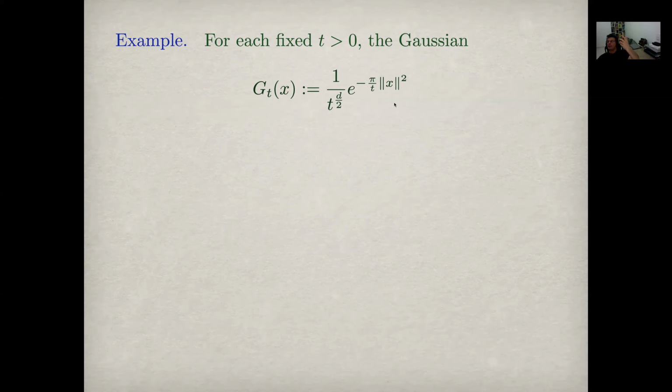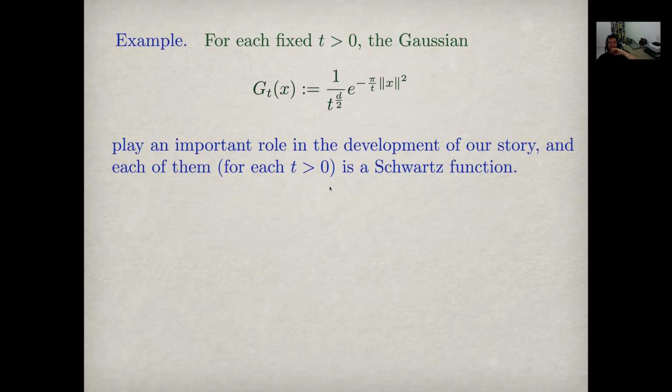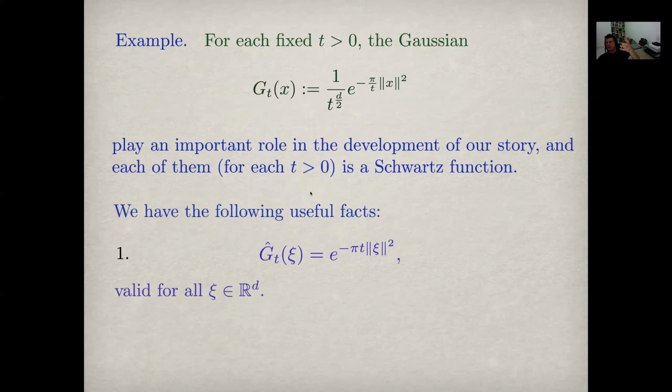In one dimension, it's e to the minus pi x squared. And these t's form a parameter to give us a sequence of Gaussians. So let's see. These Gaussians played a very, very important role for us in the development of the whole theory. They're Schwartz functions for any positive t. They have the following two nice properties.